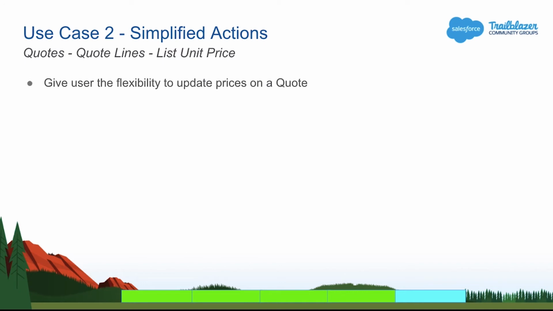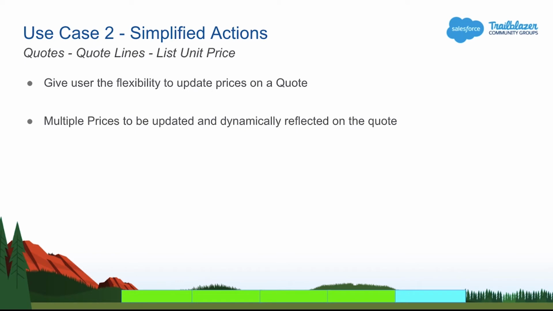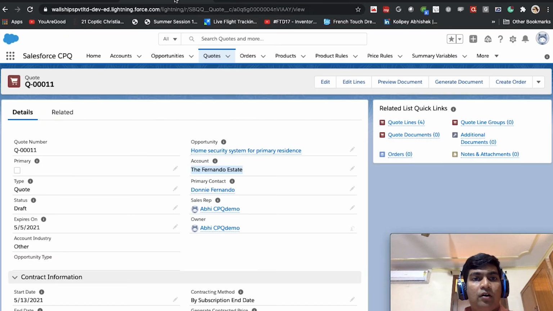We'll give the user the flexibility to update prices on a quote. And as I was mentioning, that is how dynamically the prices can be updated. That is what we're going to see today. So two things: one is information, one is actions. Now let's go back to our org.